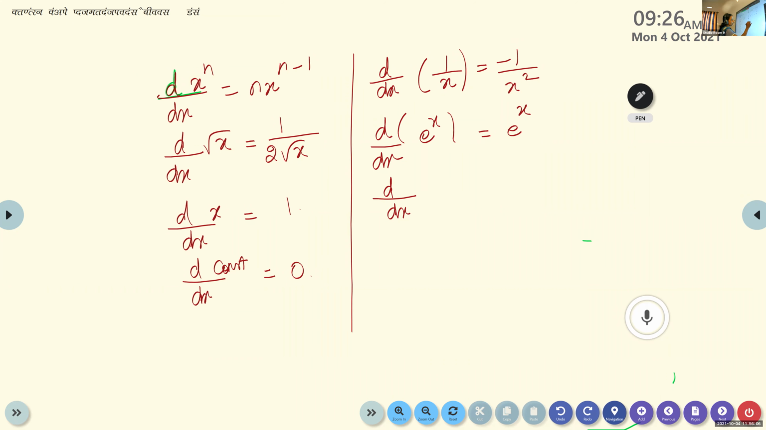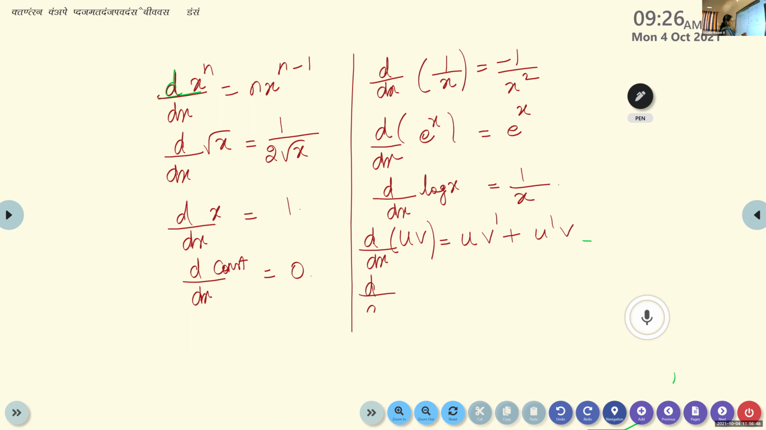What is derivative of log x? Femina, derivative of log x is 1 by x. Then we have learned product rule. d by dx of uv. Product rule, what is the formula we have learned? u into v dash plus u dash into v. Keep the first function as such, derivative of second function, plus derivative of first function into second function as such, isn't it?